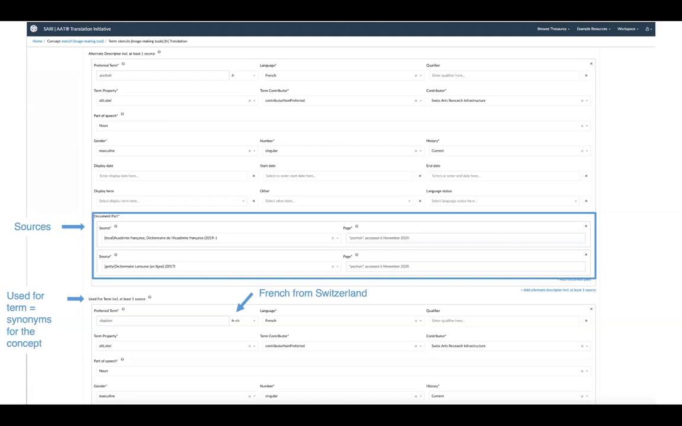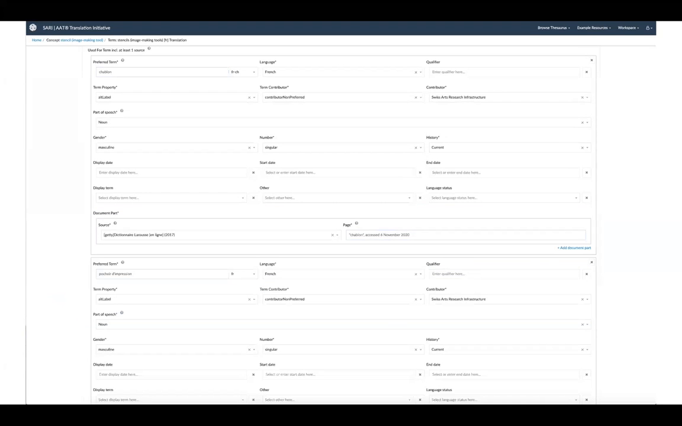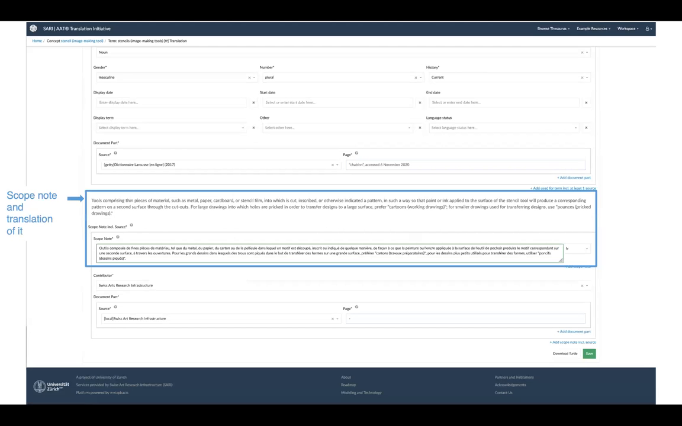And you can mention it with a code. In this case, it would be FRCH for French from Switzerland. There are also a lot of examples for German. In this case, you have not only other words, but also other spellings of a word. For example, with the SZ. Here you have another example of a term, and at least the scope note and the translation of this scope note.